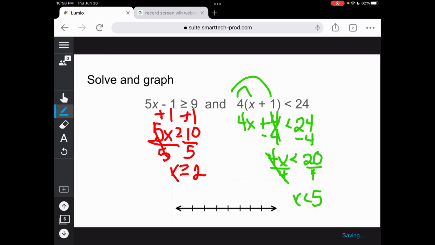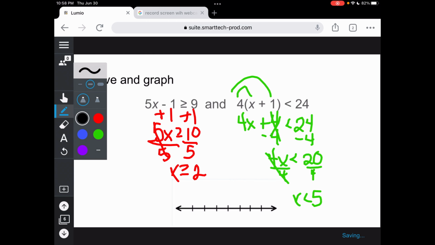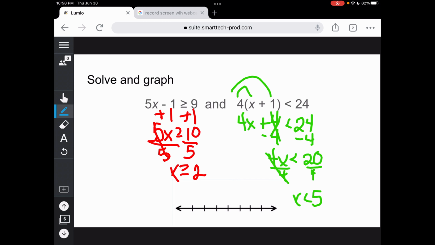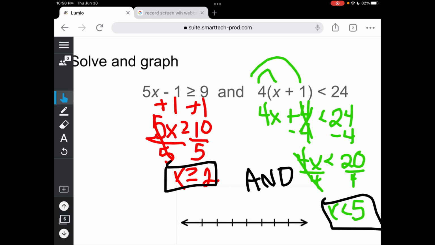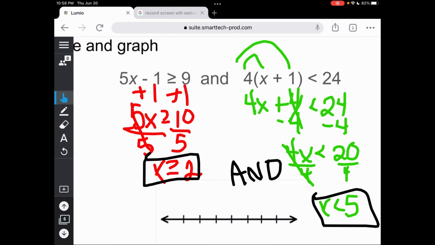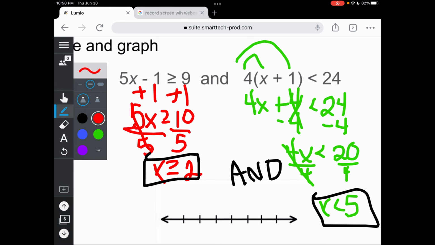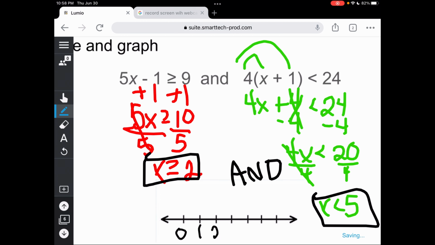So what I've got here is my solution: x is greater than or equal to 2 and x is less than 5. Let me give myself a little bit more space. If I number these out, what do I have? 2 and 5. I can do 0, 1, 2, 3, 4, 5, 6.